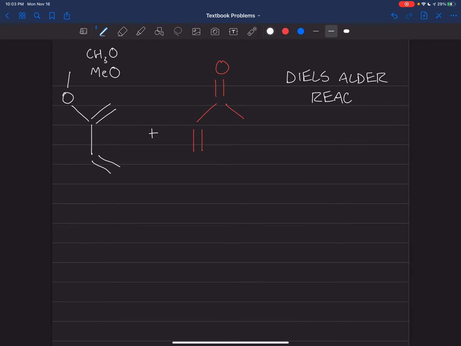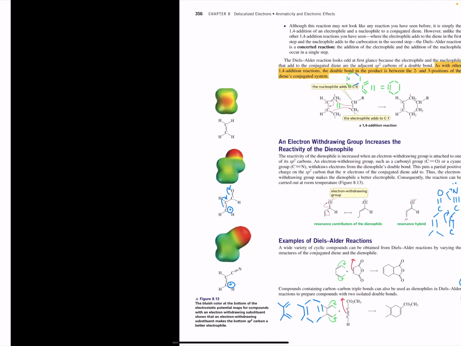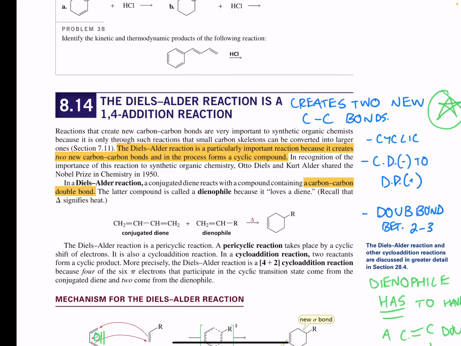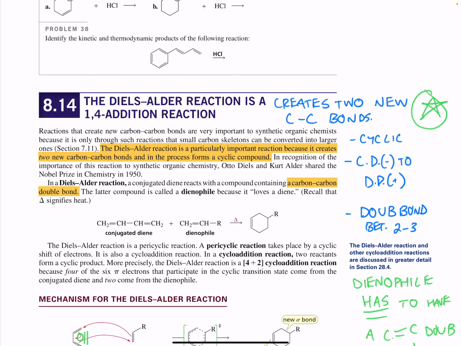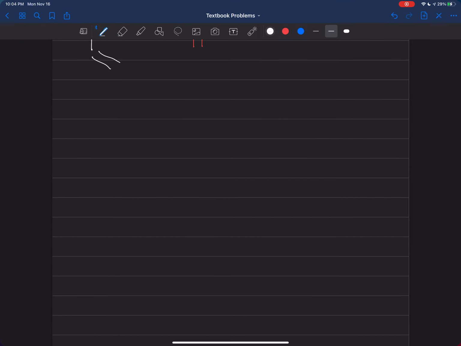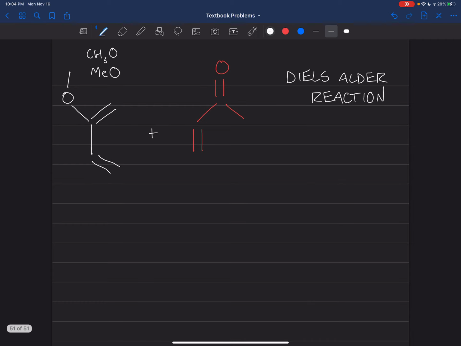Okay. This is the Diels-Alder reaction, and it's technically an addition reaction. We need to know a couple of things. We've gone through this before, but we don't actually talk about what actually happens. You need two parts of a Diels-Alder reaction. You need a conjugated diene, and a dienophile.